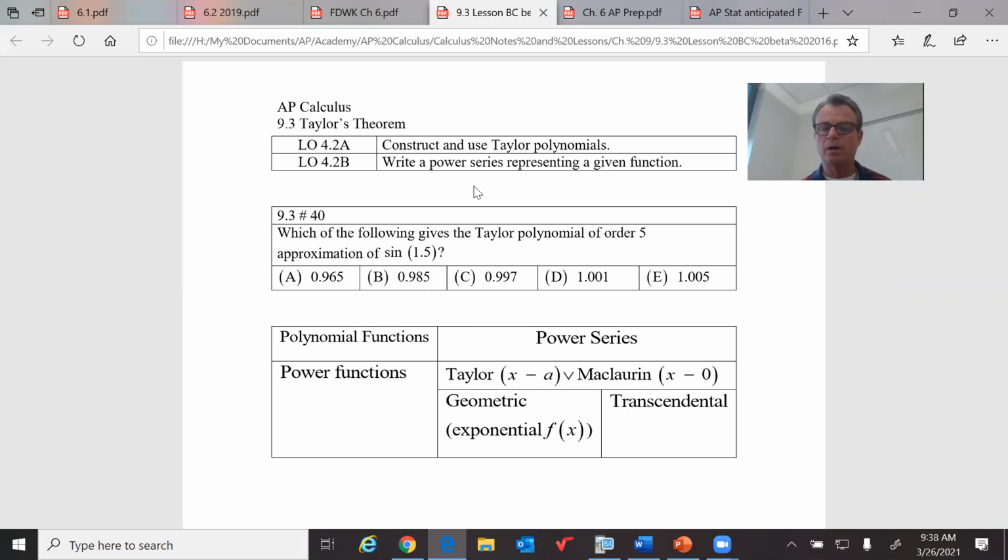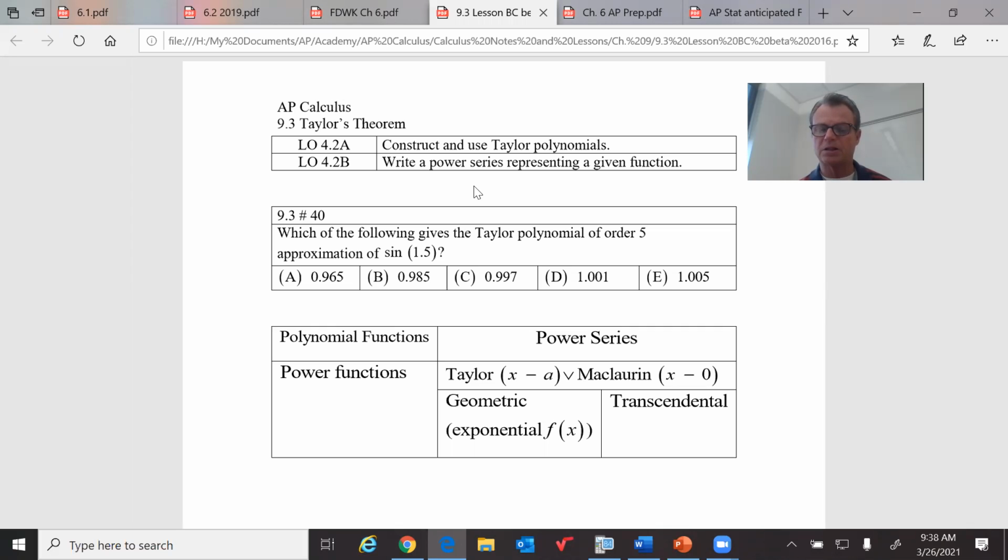Okay, so you want to approximate the sine of 1.5 radians by building a Taylor polynomial of order 5. So the sine's an odd function. You want to take it that far and approximate the sine of 1.5. Okay, so we're going to start with that.